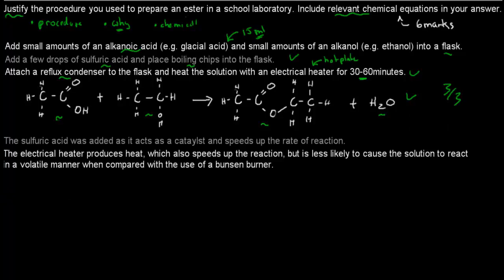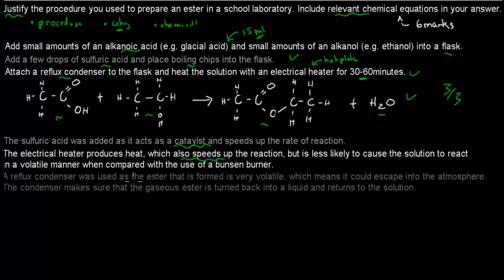So I wrote the sulfuric acid was added as it acts as a catalyst and speeds up the rate of reaction. The electrical heater produces heat, which also speeds up the reaction. So that's why we use an electrical heater. Using a heater is also less likely to cause the solution to react in a volatile manner when compared with the use of a Bunsen burner. So we used an electrical heater and not a Bunsen burner because it makes it less volatile. So here we've just justified our equipment.